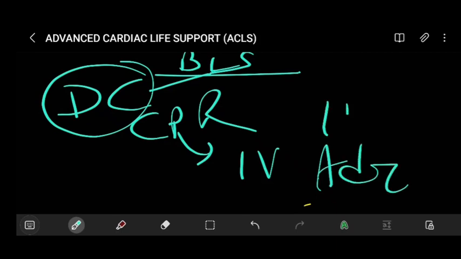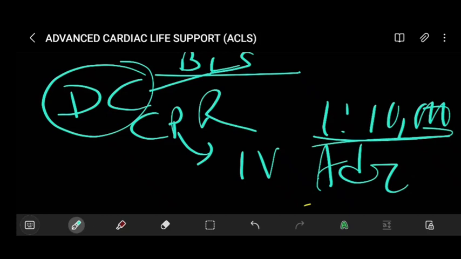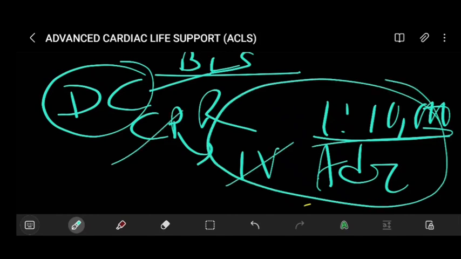or adrenaline, 1:10,000, IV always, or intraosseous, not intracardiac. It is not in the guideline now. It was an old school thought, but it is not used now. You can repeat this cycle of CPR and IV adrenaline until the patient's pulse is recordable, or you can feel it.